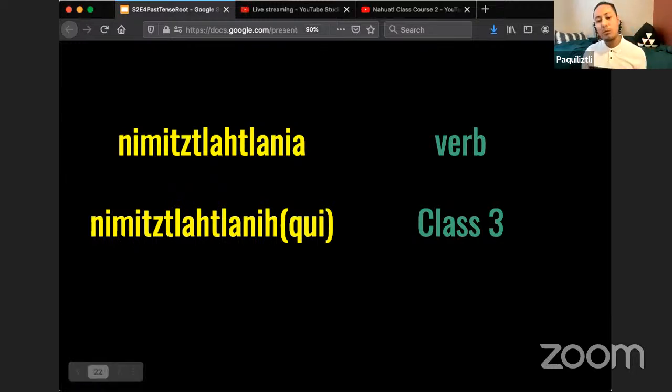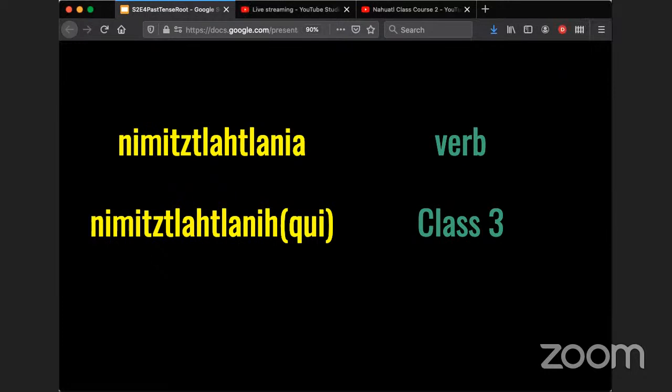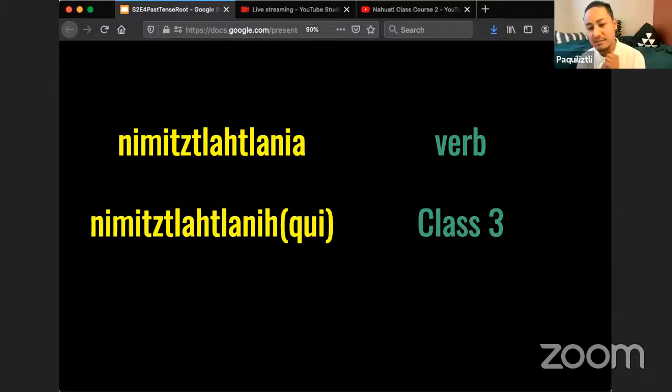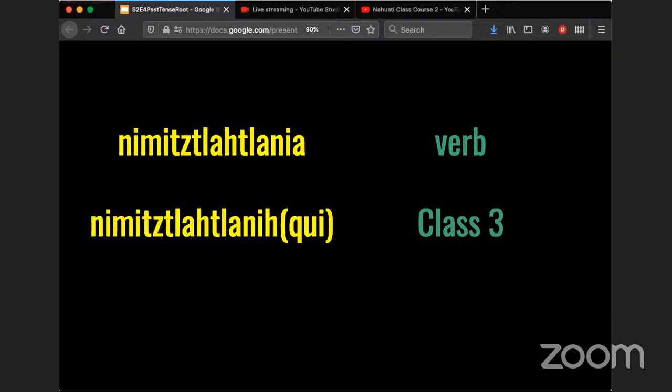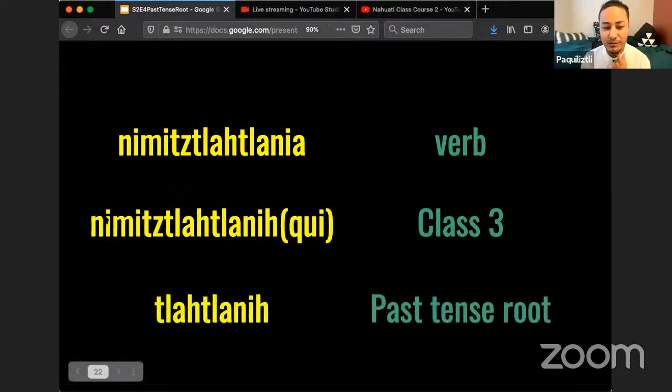So whether you add this ki or not, it changes which of the syllables you stress, because now it is very regular on the second to the last stress. So it's either nimitztlatlani or nimitztlatlaniki. Quali. And what would be the past tense root of this verb? It's on the screen, but you just have to do something to this. Is it tlani or tlatlani? Tlatlani.